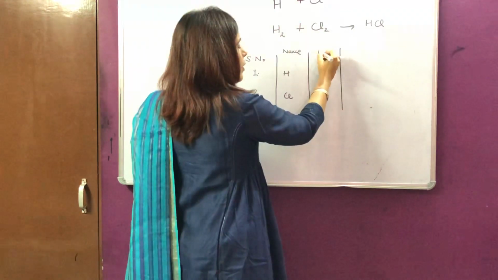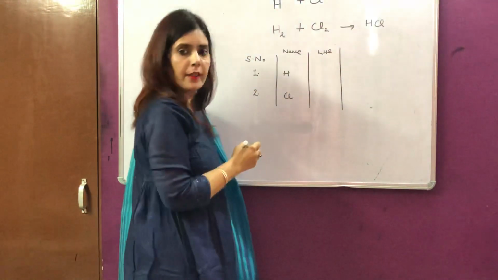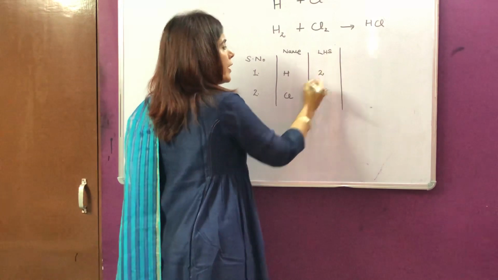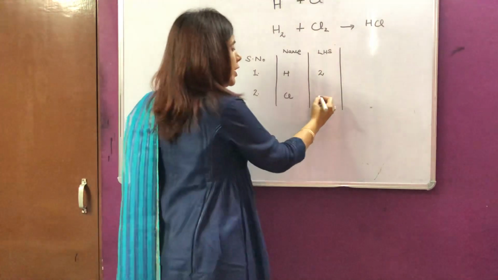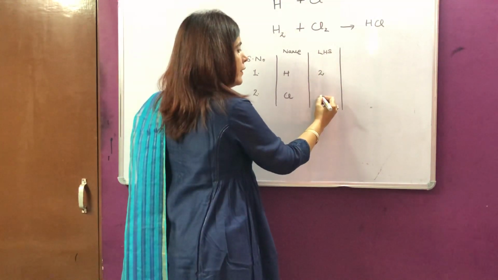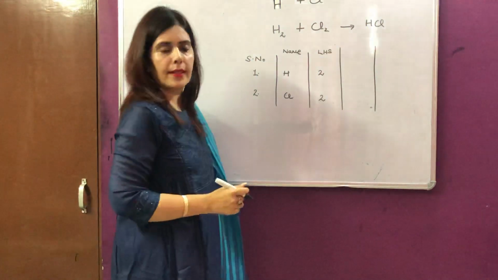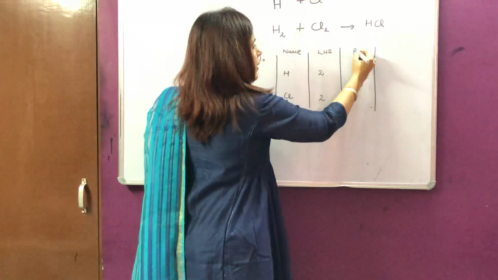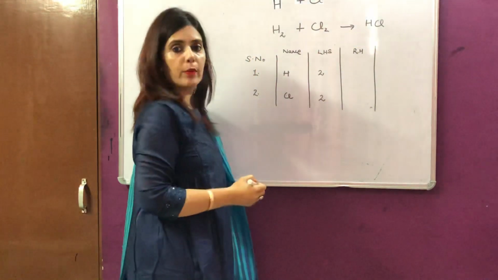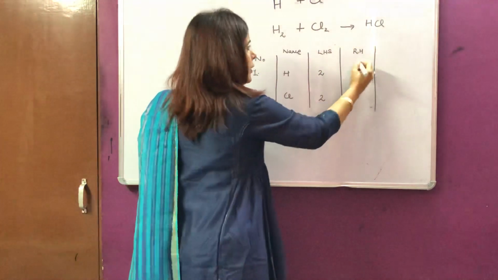Then the number of atoms on the left hand side. The number of hydrogen atoms on the left hand side is 2. The number of chlorine atoms on the left hand side is 2. And the number of atoms on the right hand side, the number of hydrogen atoms on the right hand side is 1.